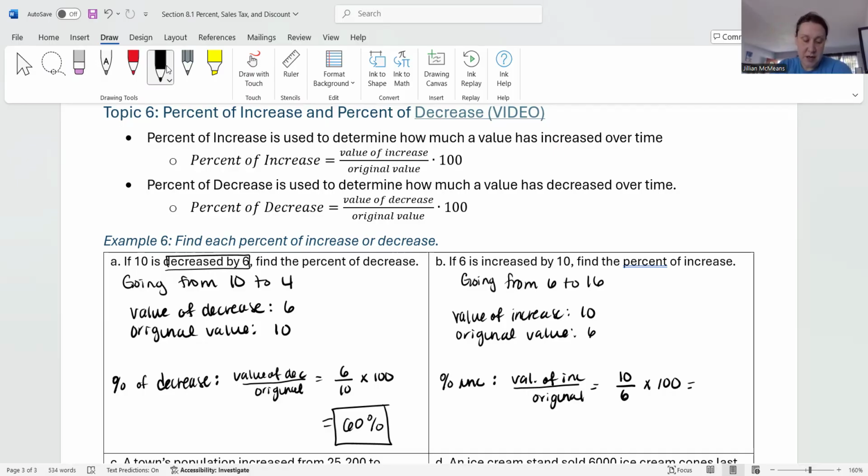So let's see, when we get 10 divided by 6, sorry, my Instant Pot is beeping in the background. So 10 divided by 6, we get 1.6 repeating. We multiply that by 100, and we get 166.67%.